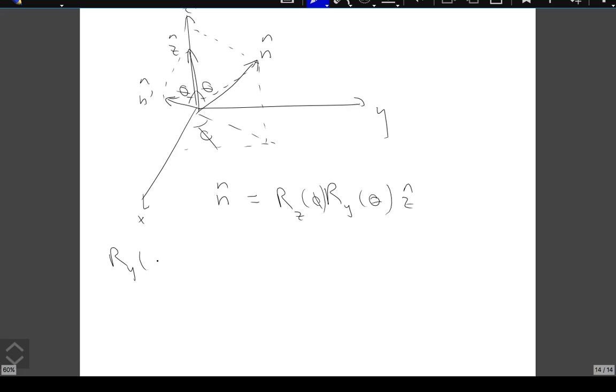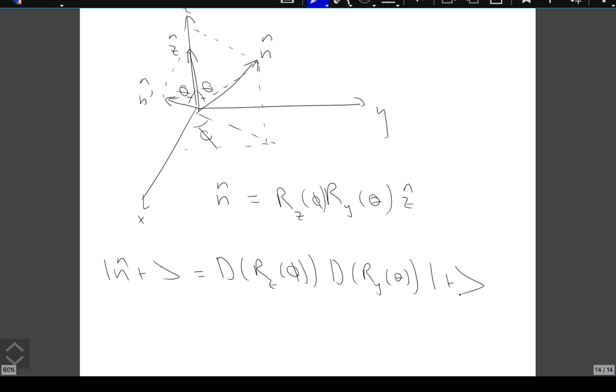Now, our y of theta is e to the power... well, let's see. My claim is that n hat plus state will be... of plus k. This is my claim. Let's see if it will actually be satisfied.